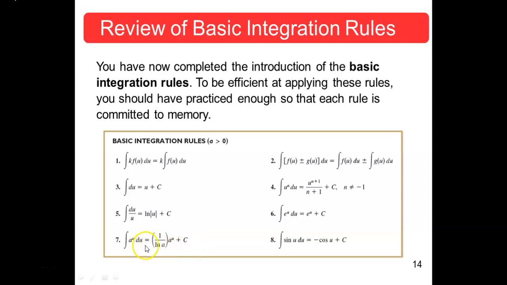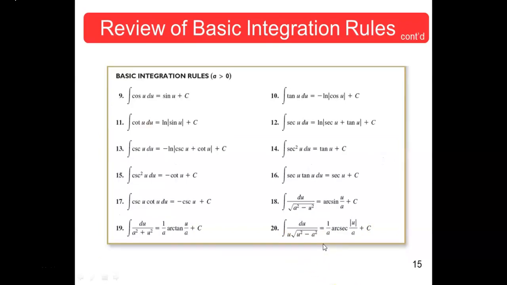And then we have our other exponential functions when a is not equal to 1, but of course remember we're assuming that a is positive. So the integral of a to the u is just 1 over ln of a times a to the u, and then of course plus c, and then of course sine goes back to minus cosine.